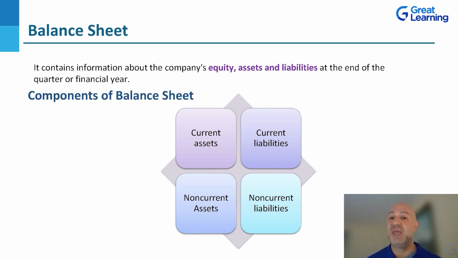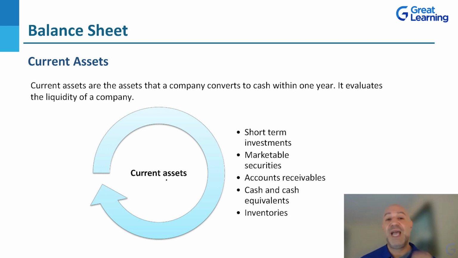Where are you going to put that? Current assets. Current assets, so the assets that a company converts to cash in 1 year. And it really evaluates the liquidity of the company. So if you're evaluating a company from the outside, you want to see how much cash they have on deposit, because it really adds to the bottom line of the value of the organization.